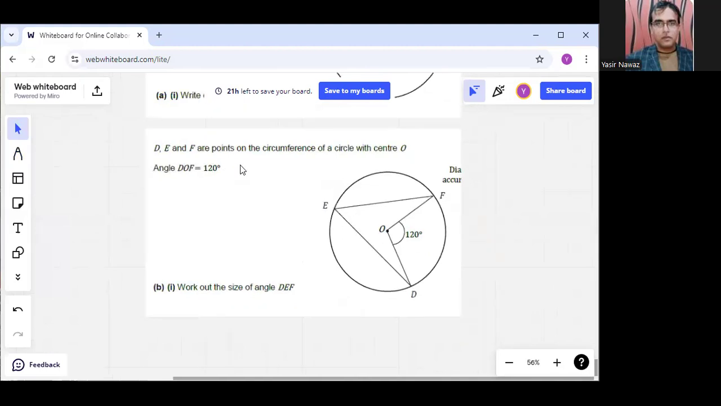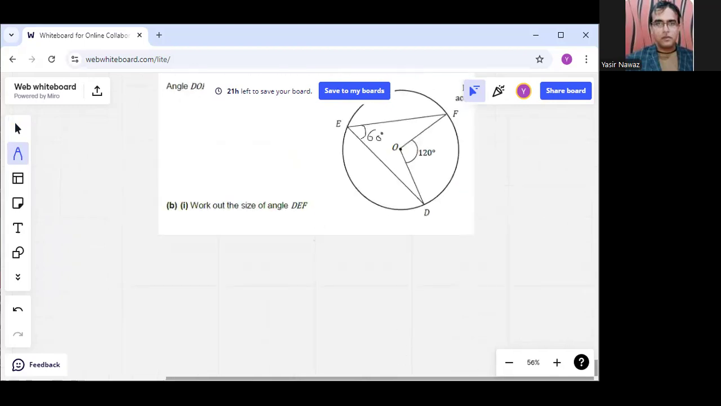D, E and F are points on the circumference of a circle with center O. Angle DOF is equal to 120. Work out the size of angle DEF. So again, that theorem. 120 divided by 2 would be 60. So this angle would be 60. So you can write in a reason, you can refer to that particular theorem.